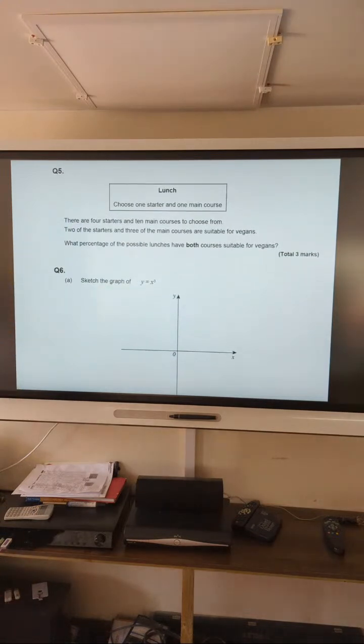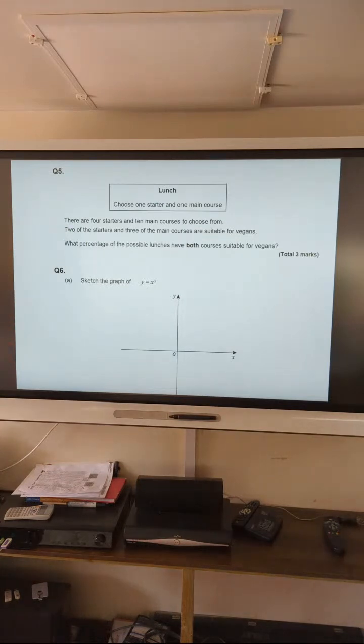Question 5. Lunch, choose one starter and one main course. These are common questions actually in paper 3. That does appear quite often, these ones. Okay? And these are done on the exam pro. So these questions have taken place somewhere in the past. It doesn't matter where, but somewhere in the past it has been done before. All we're doing is just looking at the topics and trying to print it through the exam pro.